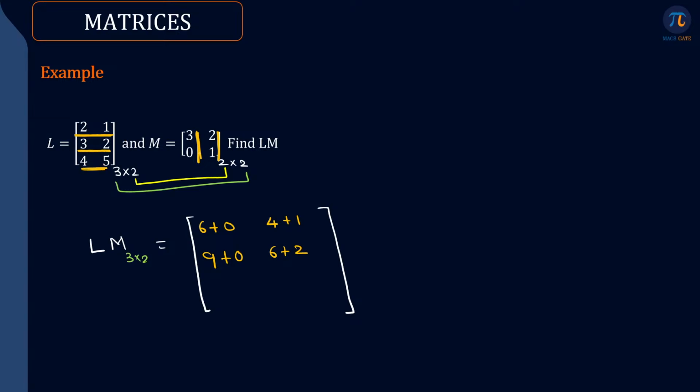Third row, multiply with first column: 4 3s 12 plus 5 0s 0. Third row, multiply with second column to get the third row, second column element, that is 4 2s 8 plus 5 1s 5. So, this is how we get the product, my dear friends. This is a 3 by 2 matrix. So, what is the result here? 6, 4 plus 1 is 5, 9, 8, 12 and 8 plus 5 is 13. So, this is the product of this matrix.